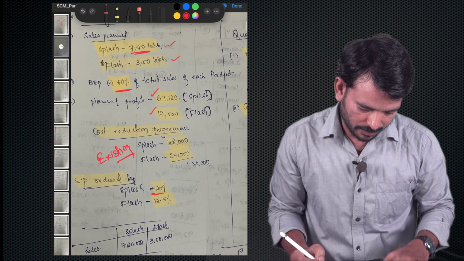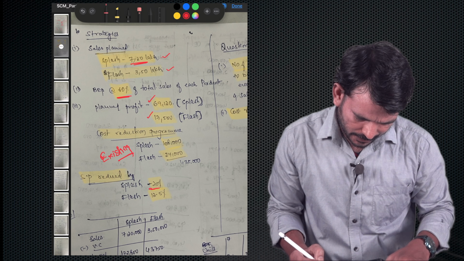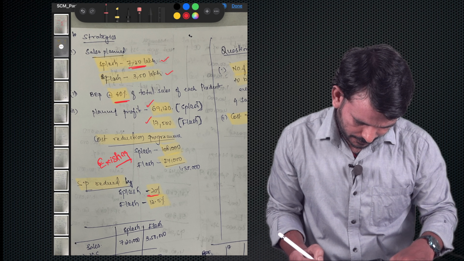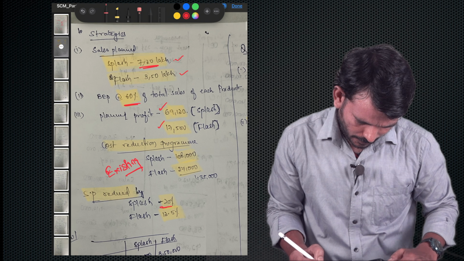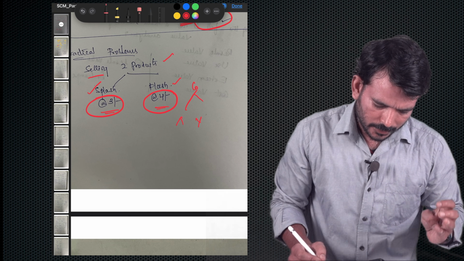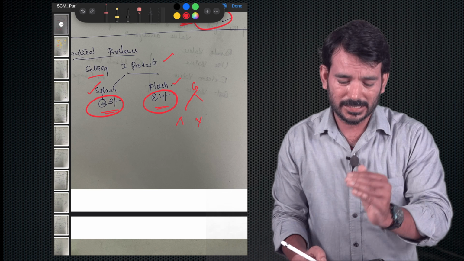Okay, so which means how many units they are going to sell is also given here. 3 rupees is the existing selling price. 4 rupees is the existing selling price for the second product.